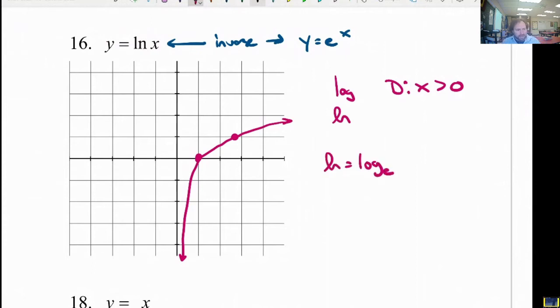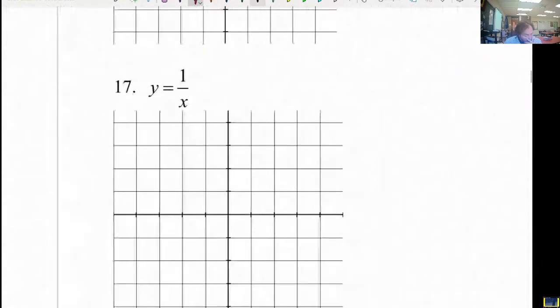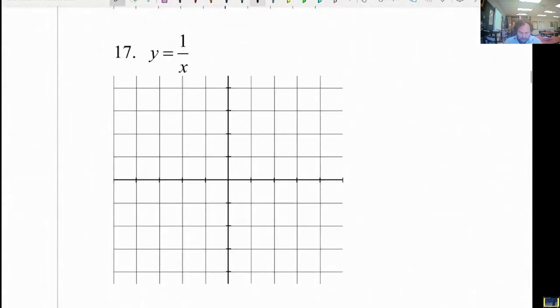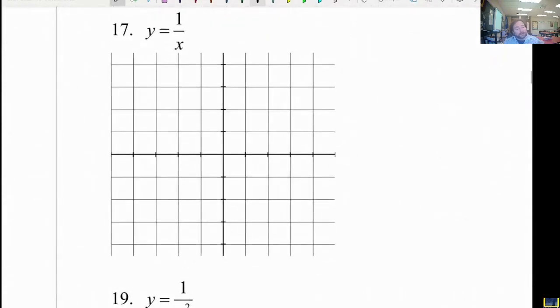Very important in calculus. We'll talk about it a lot this year. Don't panic about it. Lots of time. Let's talk about y equals 1 over x. Another really popular, this is actually my personal favorite function here, 1 over x. It gives us a chance to talk about a lot of big calculus ideas.